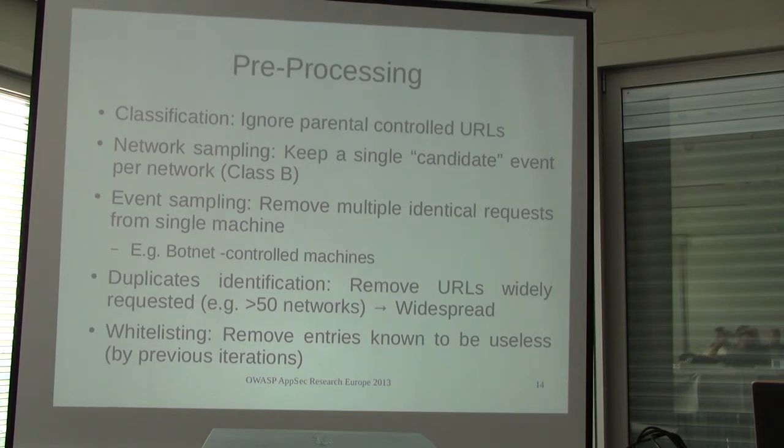Then we remove any duplicates. If a URL is widely requested, for example from more than 50 different networks, we remove it because we assume that this might be a widespread attack. If you go higher, if you specify 100 networks, you will probably have fewer false positives, right? And finally, we learn from the past. We run this process in batch mode every night, and if we see that some machines are not involved in targeted attacks, or even some URLs are not involved, we avoid reprocessing them the day after. So we learn from the past.